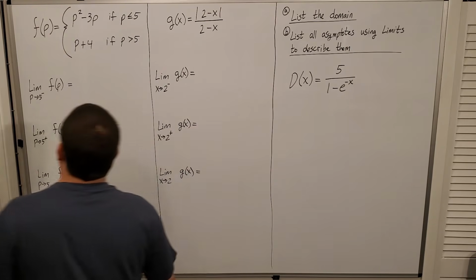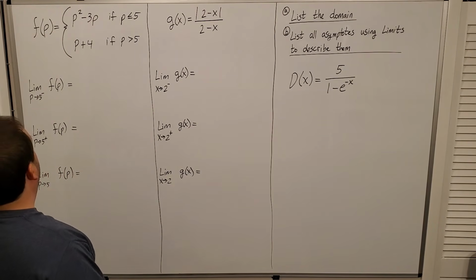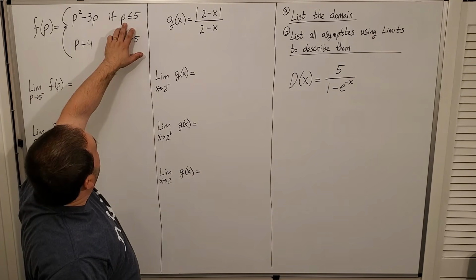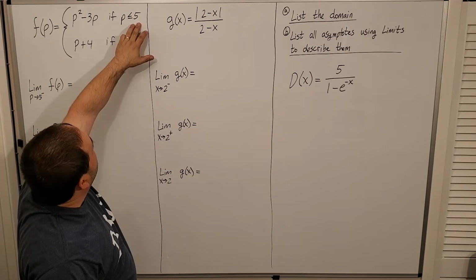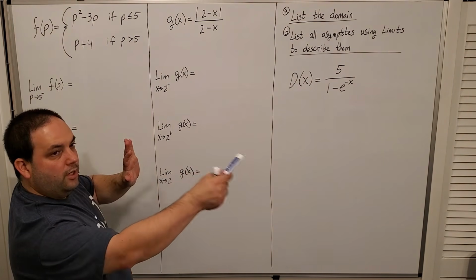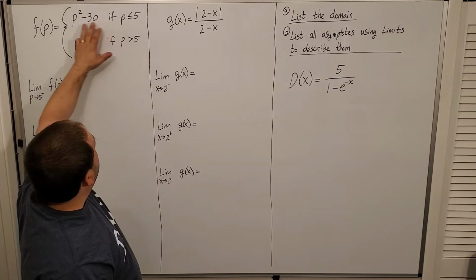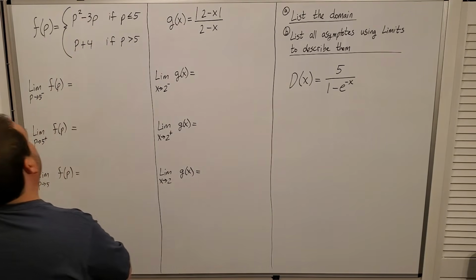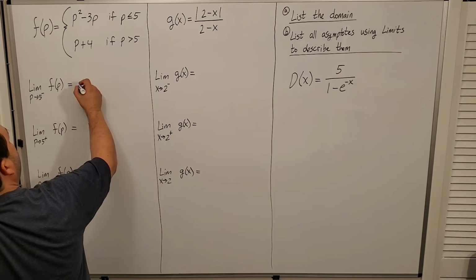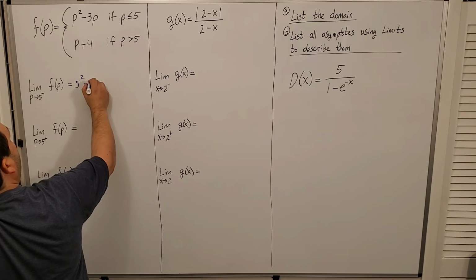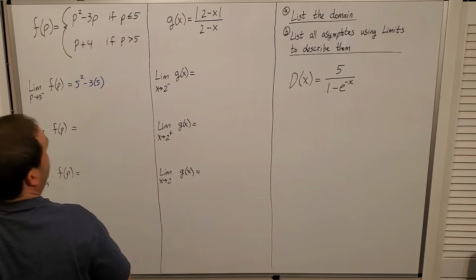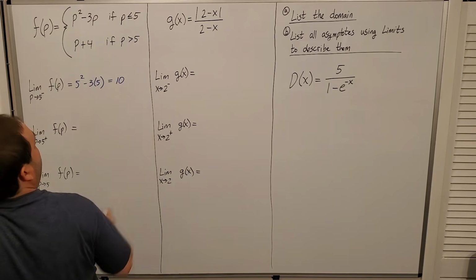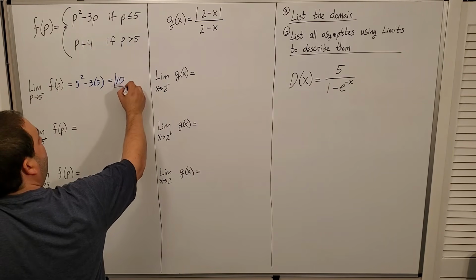Okay, so the limit as p approaches 5 from the left would mean that I would want to take any p values that are less than 5. So the limiting process would bring me along this curve right here. The lesser values of p would come from this curve. So then I would be very interested in 5 squared minus 3 times 5, which of course is 25 minus 15, which is 10. So there's the first answer.